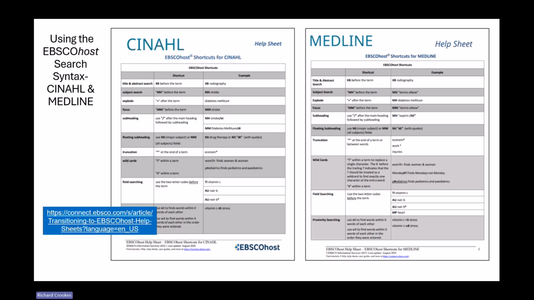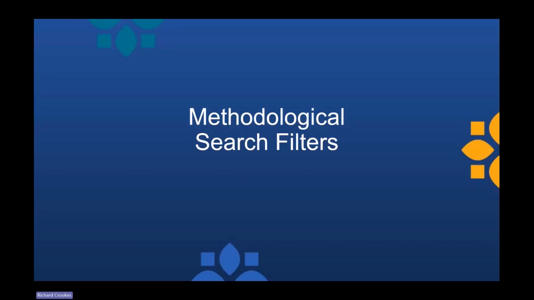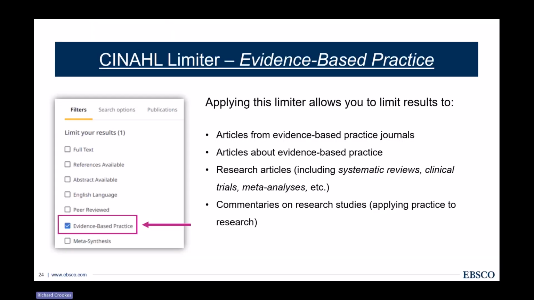So just to quickly go through some of the methodological search filters that you can apply as well. Maybe you want to look for other potential search terms. You want to see what's been done before. You have the evidence-based practice filter, which is selected from the default landing page. That's the filters column next to search options, and that will be applied so that you can retrieve articles from evidence-based practice journals, articles about evidence-based practice, research articles including systematic reviews, and commentaries on research studies.